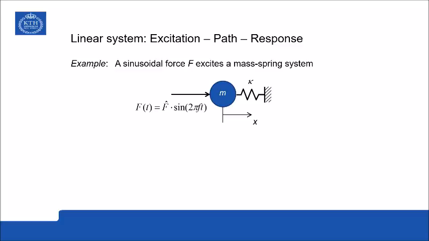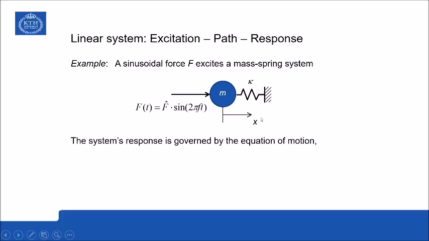So let us consider now a simple mechanical mass spring system. The mass is m, and the spring constant is kappa. And let the mass m be excited with a sinusoidal force with amplitude f hat and frequency f. So 2 pi f here is the angular frequency. And let us denote then the mass degree of freedom with x.